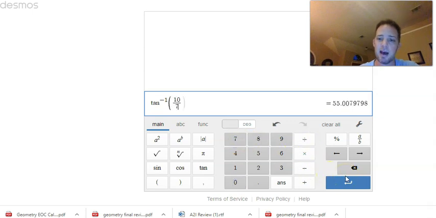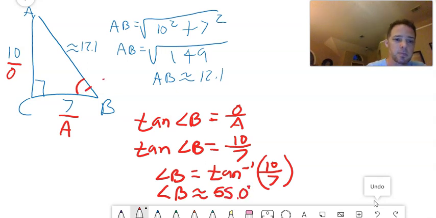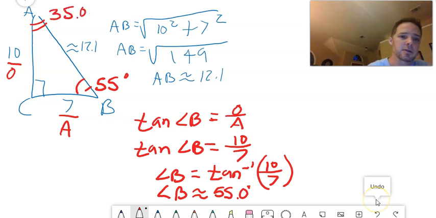And I get 55.007, so 55 exactly pretty much. If we round to the nearest tenth, 55.0. So that means this angle up here has to equal 180 minus 90 minus 55, which gives me 35 degrees. I guess I should have put the 0.0 on this one as well.